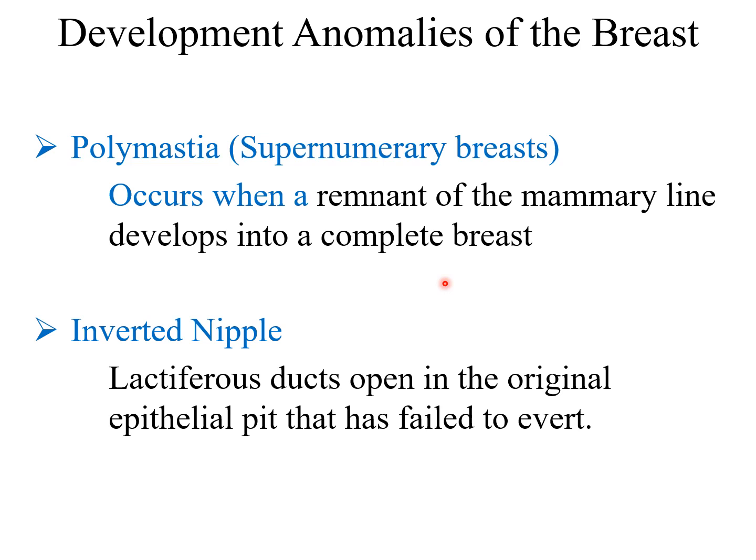polymastia. Inverted nipple is another abnormality arising in fetal life. It occurs if the lactiferous ducts, which are opening into the original epithelial pit, have failed to evert. Normally, all the ducts open into that one opening, and that opening is everted at the time of development or afterward. If it does not evert, the nipple will be there but inverted, depressed inward, not outward. So we can see a depression in place of a projection of a nipple.